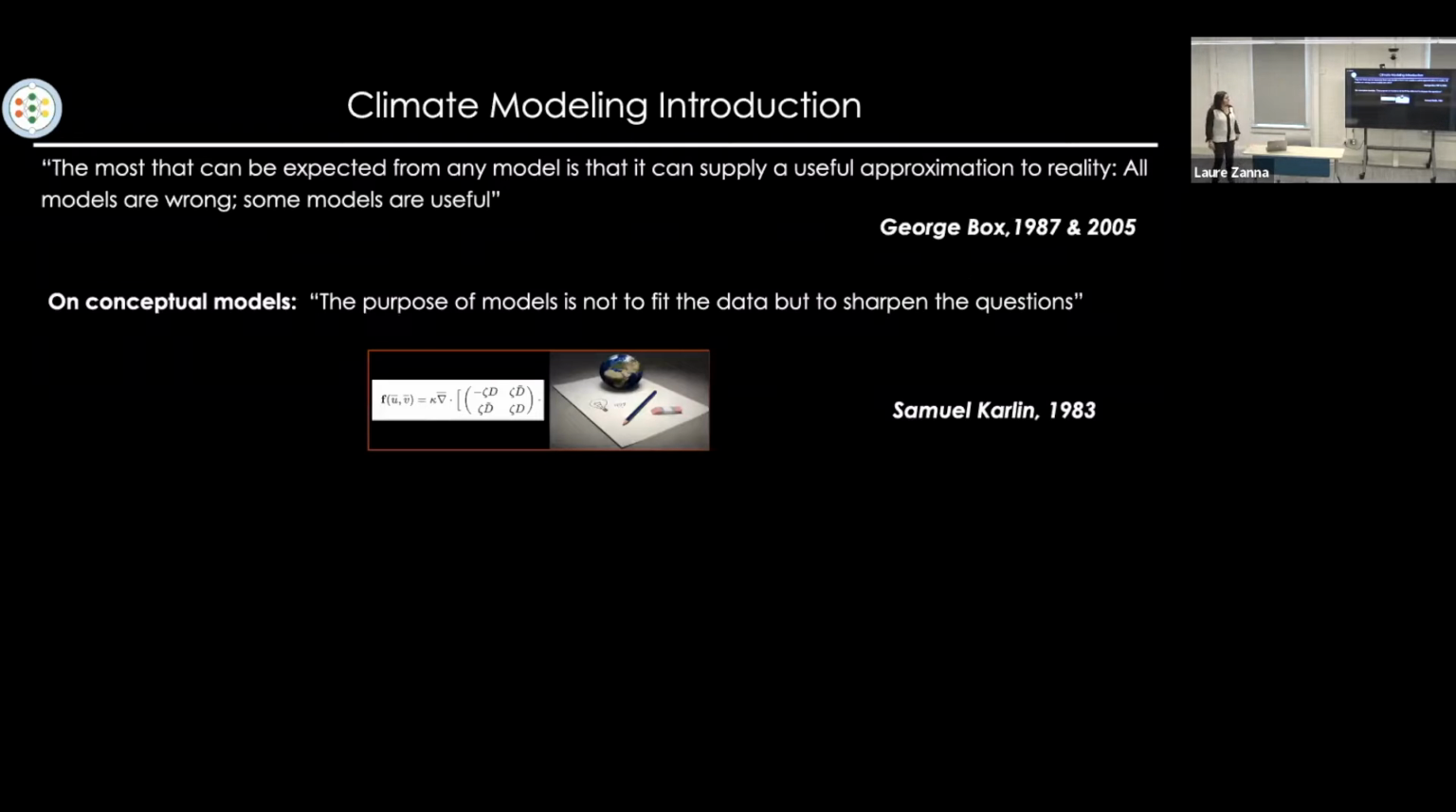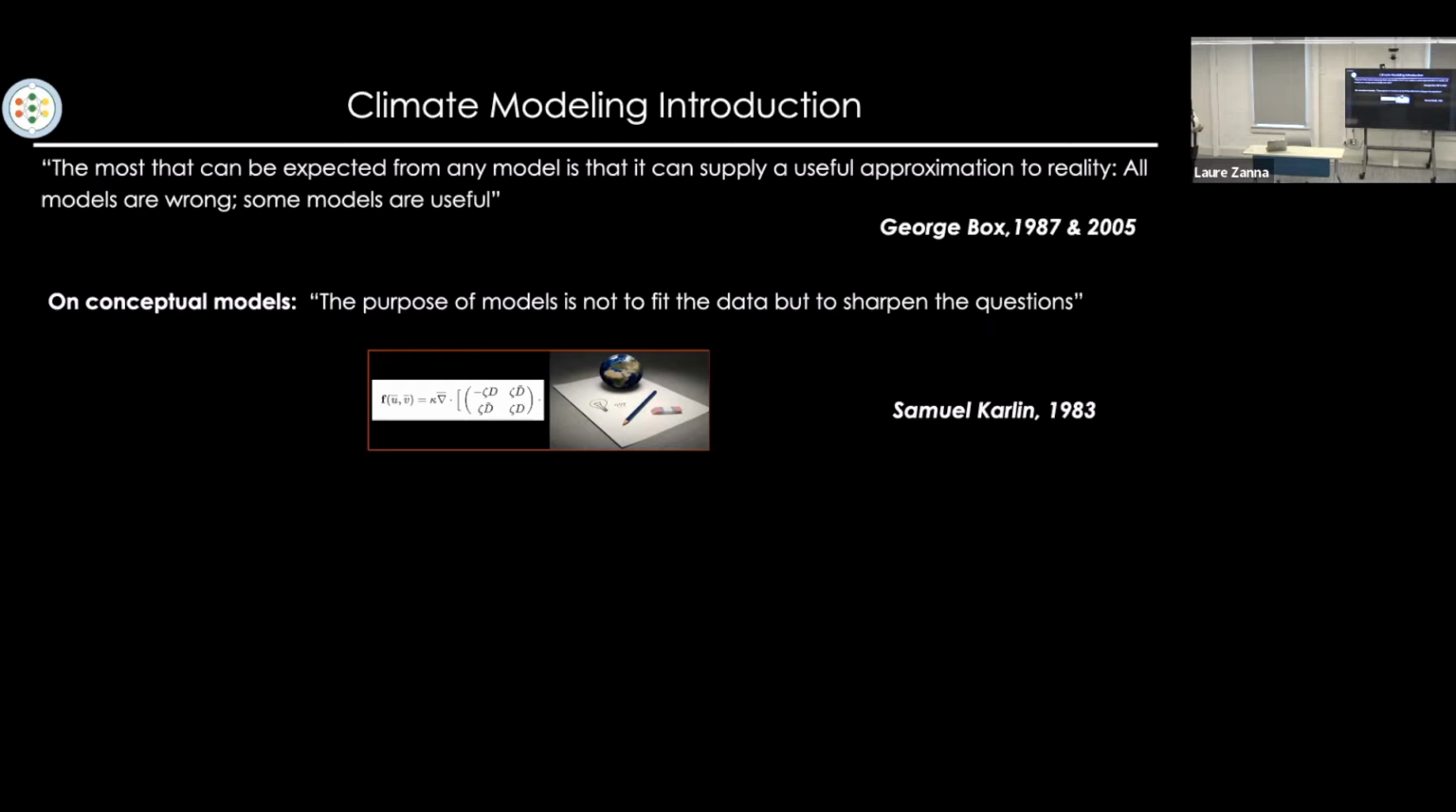The second one is an interesting one now that I work with data, from Samuel Karlin, another mathematician, saying the purpose of the model is not to fit the data, but to sharpen the question. So you could almost say this is a paradox, right? We're going to talk about machine learning and data-driven models. How is it that it's not what we're trying to do?